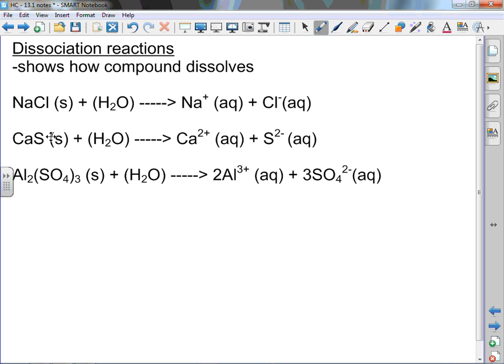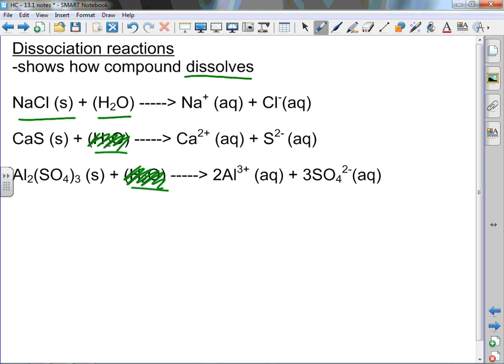If we're looking at a dissociation reaction, what we're basically talking about is writing a reaction that shows how a chemical dissolves. So I've got 3 different examples here. Now in all 3 examples, I've actually written plus water, but I put it in parentheses because really we can ignore it. We do not actually have to write it if we write the reaction correctly.